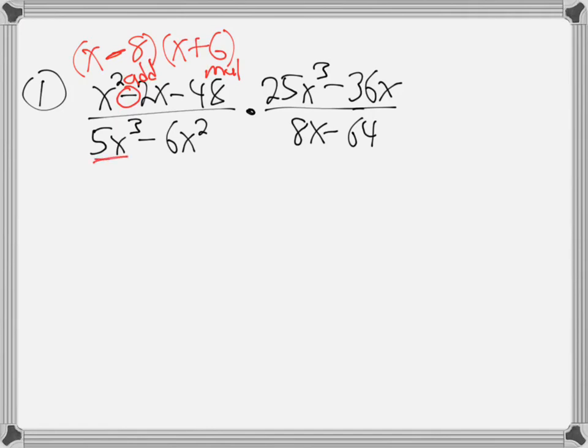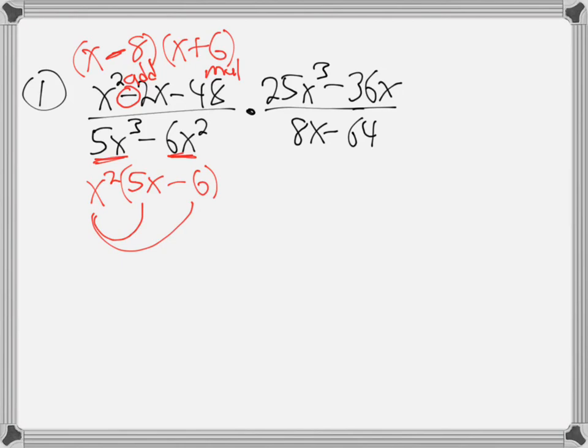All right, how about the bottom? What can I take out? There's a GCF on the bottom. What do they have in common? Yeah, take out x squared. What does that leave inside? X squared times what? 5x, and x squared times minus 6, right?